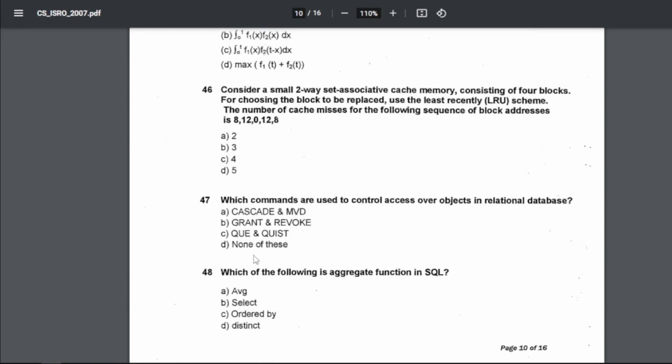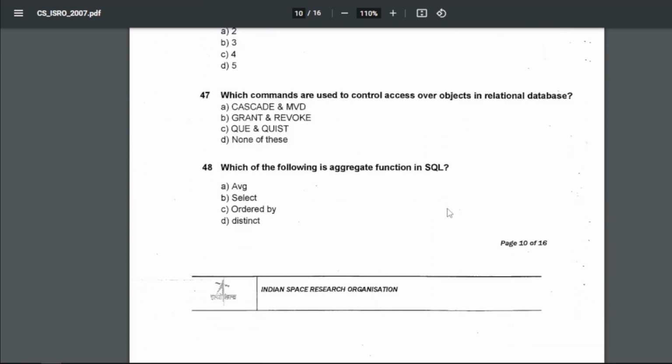47: which commands are used to control access over objects in a relational database? So for 47 our answer will be B, that is grant and revoke, right? Grant and revoke commands are used to control access over objects in a relational database.